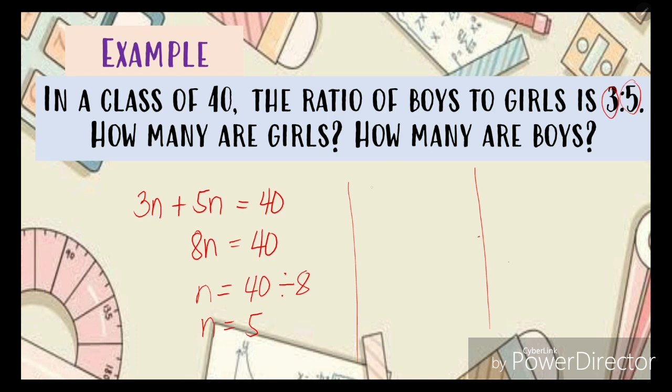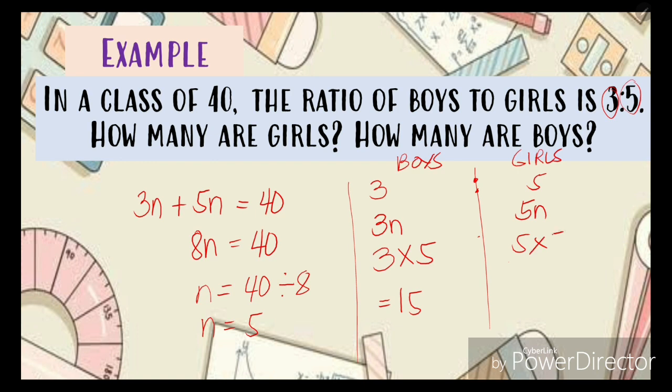So, sabi, ratio ng boys to girls is 3:5. So, 3n, let us substitute lang. So, magiging 3 times 5 is equal to 15. Then, the girls is 5n. 5 times 5 is equal to 25. So, dun sa class ng 40, 25 are the girls and 15 boys.